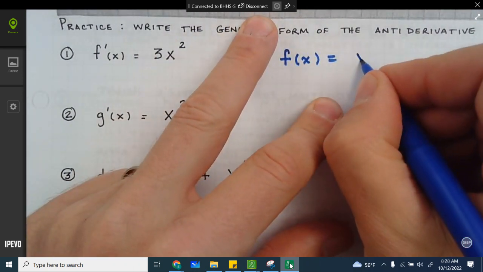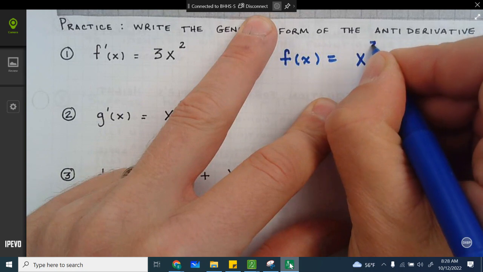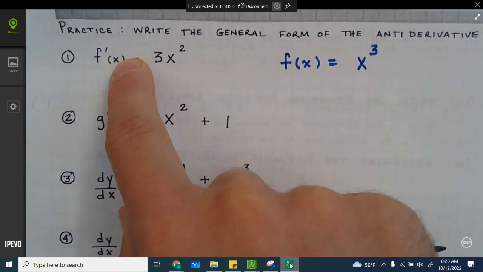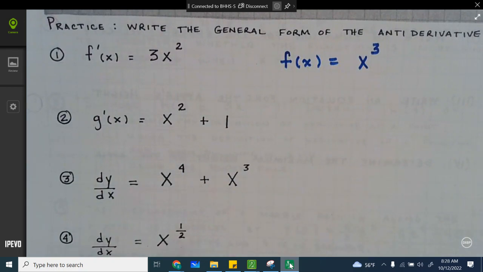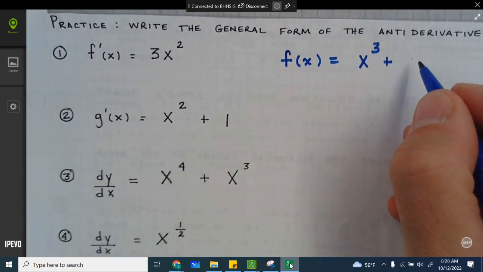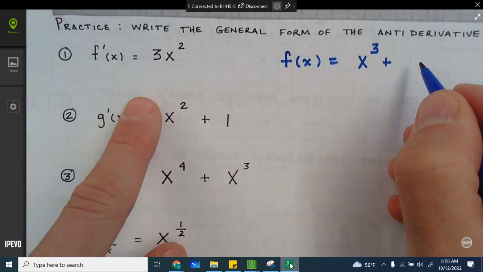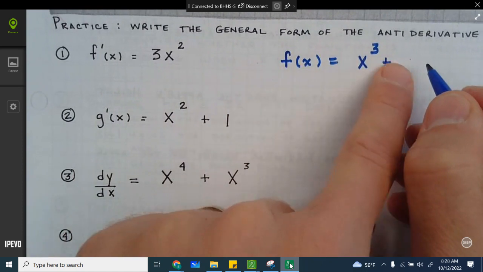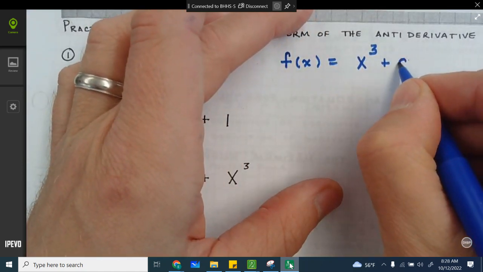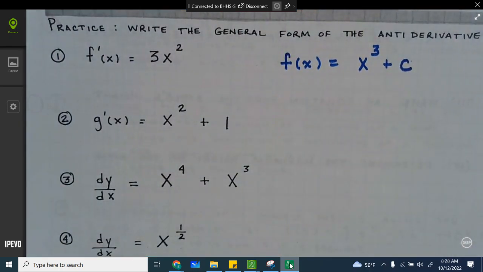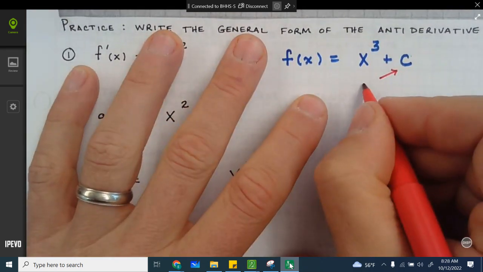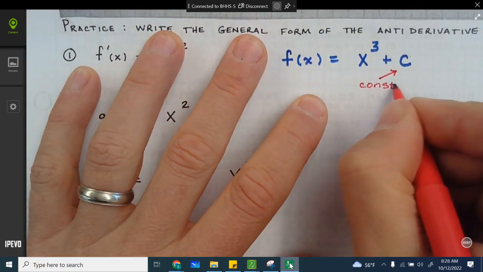Okay, so I'm going to start with x to the third. If I take the derivative of x to the third, do I get 3x squared? Okay, so that works. Now, let's suppose there was, say, plus 1 right here. Wouldn't that still give us 3x squared? And if there was a plus 2 right here, that would also work? So what you're going to do is write a plus c. And that c, you guys might even be able to guess what that stands for. It's a constant.